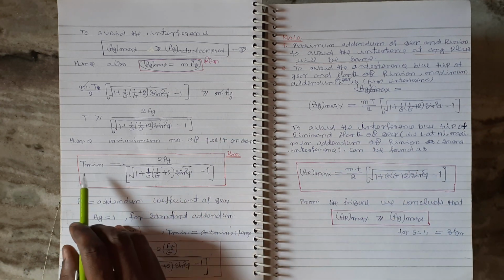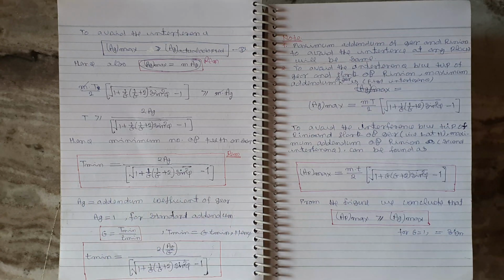First you calculate the minimum number of teeth on the gear from this formula, where AG is the addendum coefficient of the gear. AG is equal to 1 for the standard addendum. What we know is that gear ratio G is equal to the number of teeth on the gear divided by the number of teeth on the pinion.